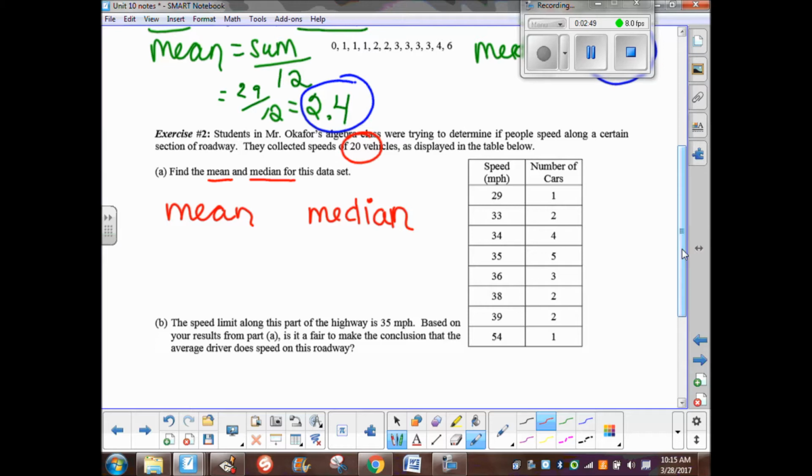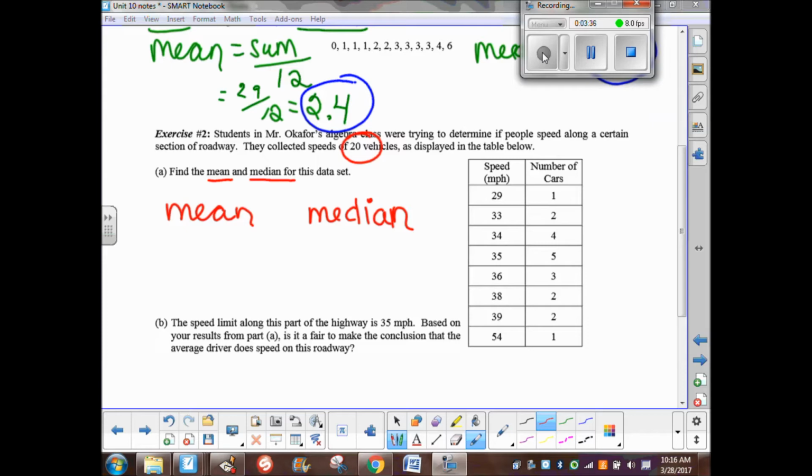So when I look at my table, how many cars were going 35 miles per hour? 5. So how many cars were going 39 miles per hour? Anybody? 2. So, all right. So now what we need to do is, if we were to string out this big long list, we have 5 35s, right? And 3 36s. So I'm going to have the calculator do that work for us. So this right here, the second column, this number of cars, this is a frequency column. It means there's 1 29 and 2 33s and so on.